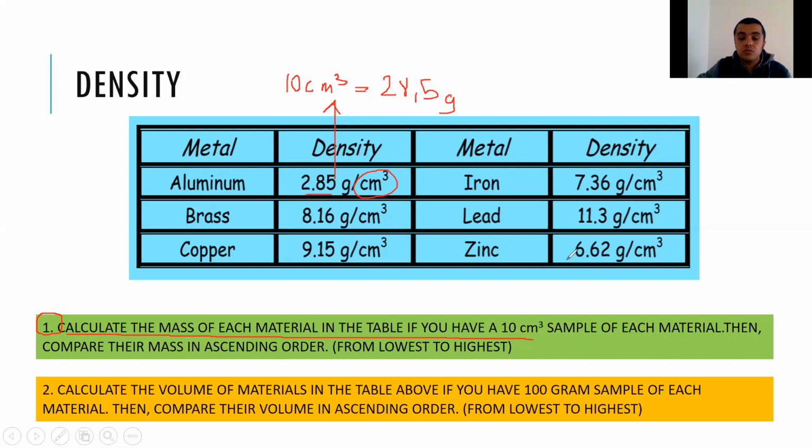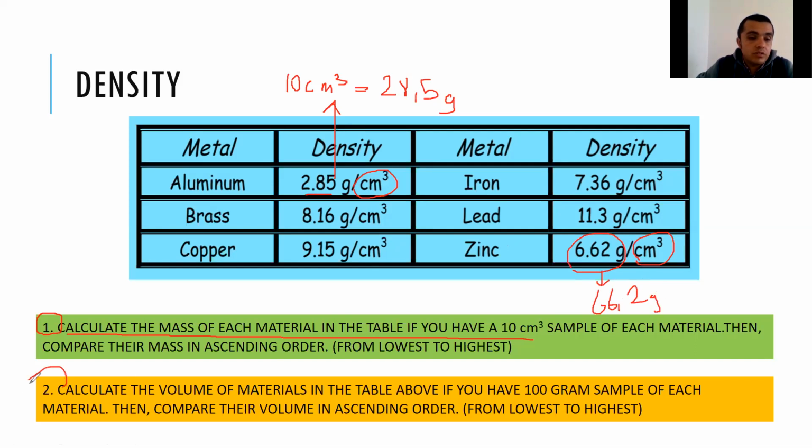What about zinc? If you have 1 centimeter cube of zinc, what is that? 6.62 grams. And 10 centimeter cube, 10 times of it. 10 times 6.62 is going to be equal to 66.2 grams. That's how we can find the mass.